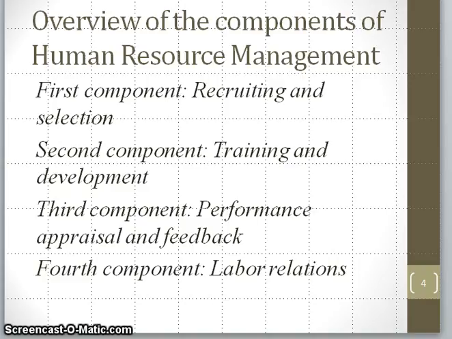As an overview of the components of human resource management, the first component is recruiting and selection. The second component is training and development. The third component is performance appraisal and feedback. And the fourth component is labor relations.